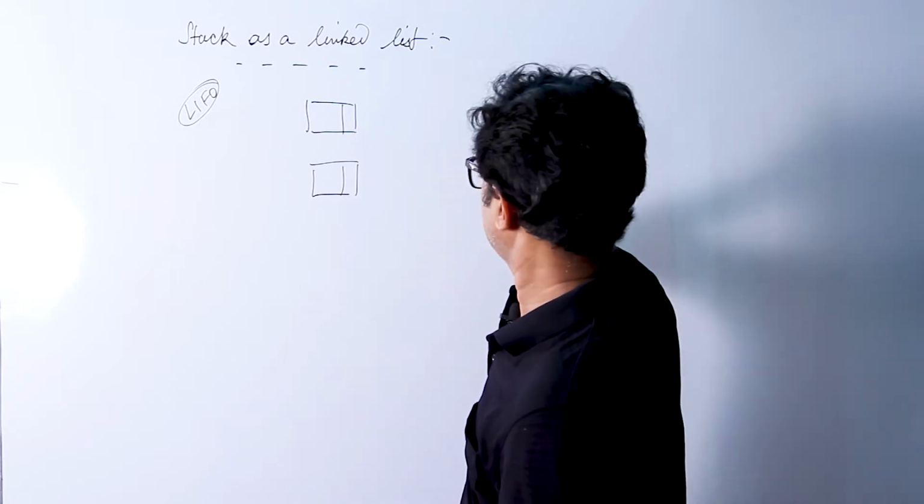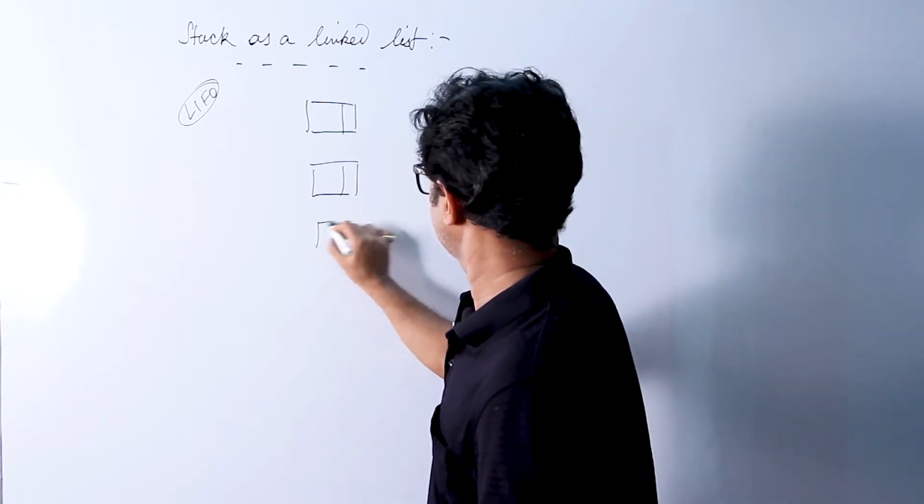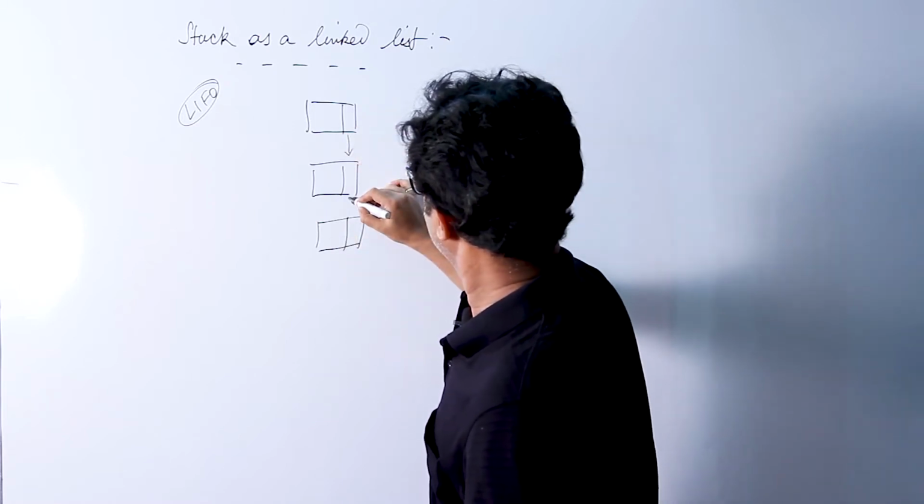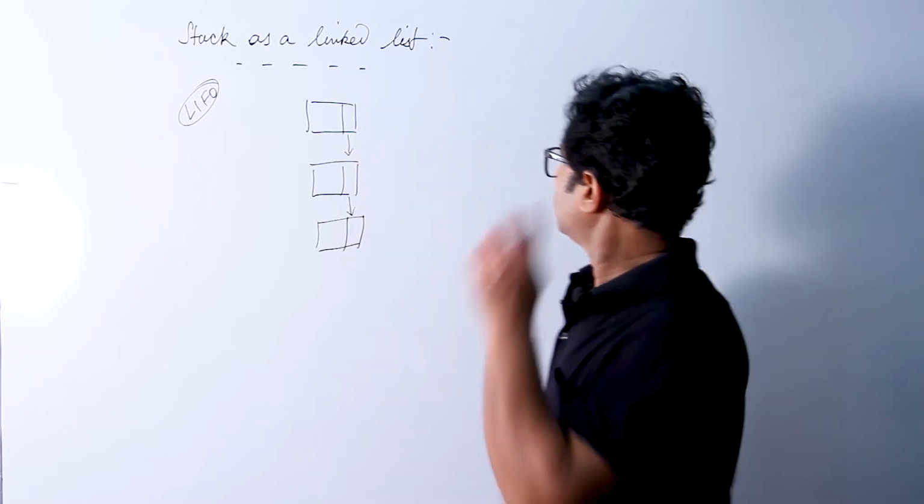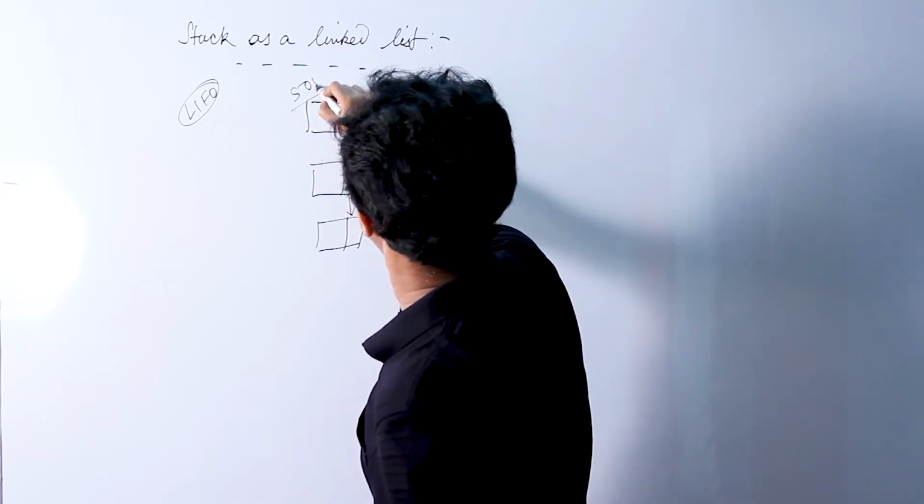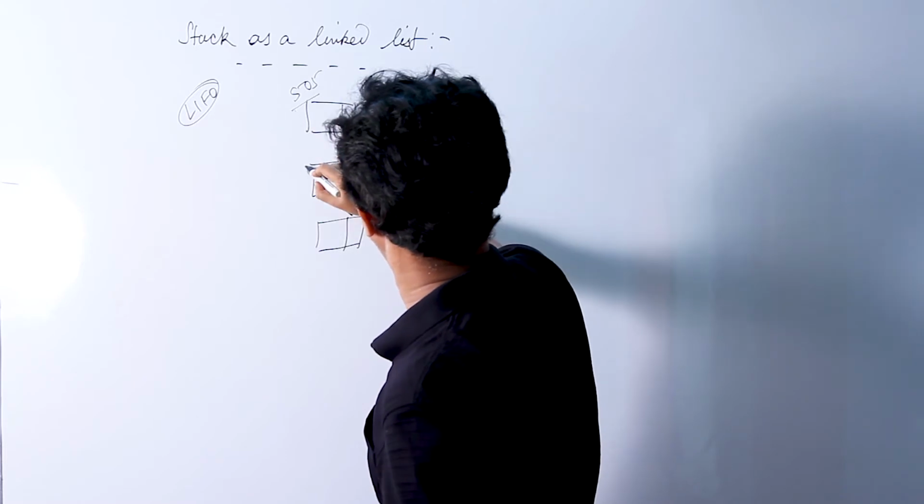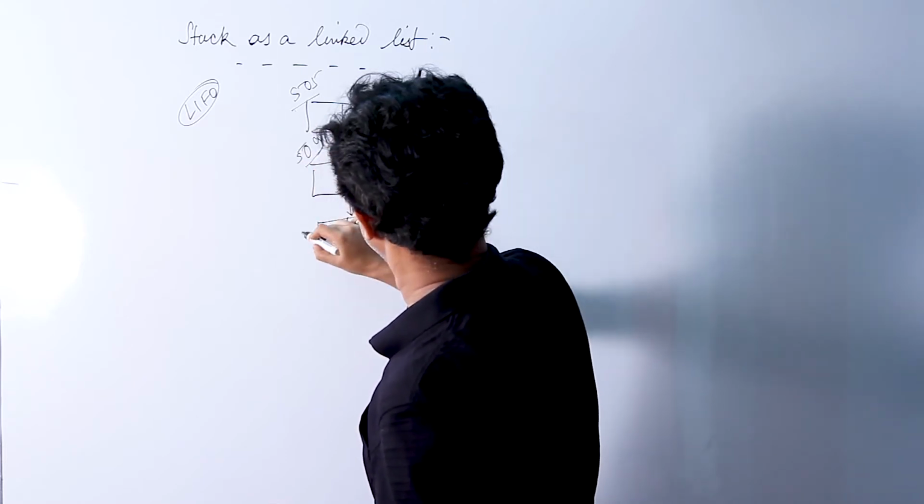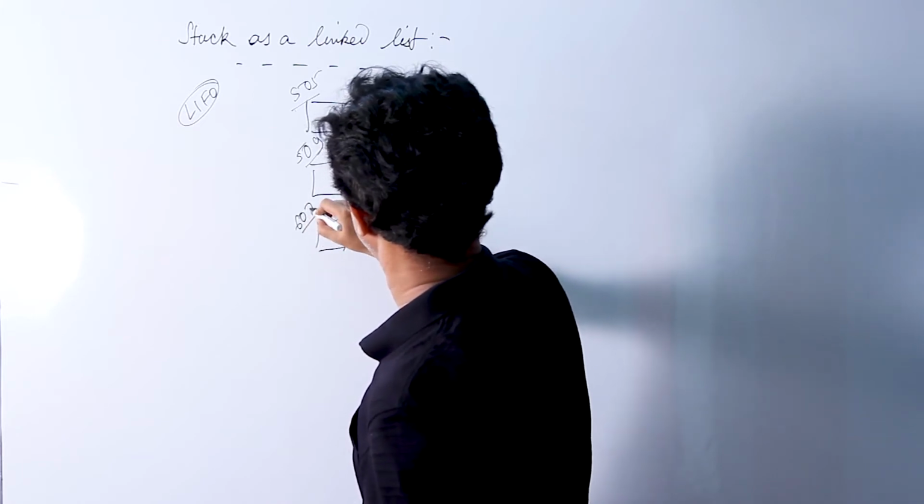So in this case, suppose we can write like this, and we can link the nodes in this manner. This is the first node. Suppose it is at address 505, this is at address 509, and this is at address 607 or something like that.